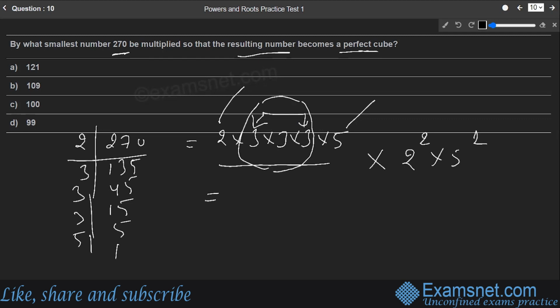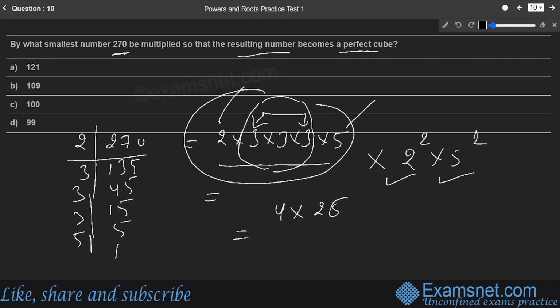So clearly the smallest number by which 270 should be multiplied to get a perfect cube is 2 square into 5 square. That is 4 into 25, which is nothing but 100. So 270 should be multiplied by 100 to become a perfect cube, and this 100 is available in option C, which becomes the right answer.